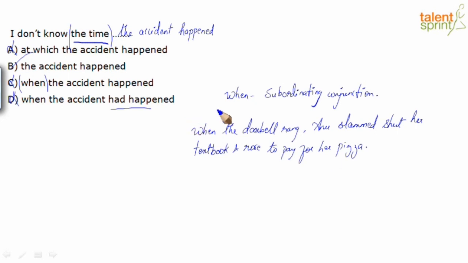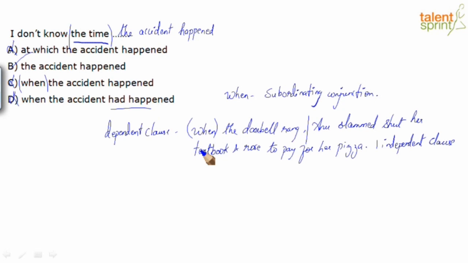So when you look at it, "when the doorbell rang" is a dependent clause. It cannot stand on its own. When the doorbell rang, what happened? "Anu slammed shut her textbook and rose to pay for her pizza" is an independent clause. It can stand on its own. So the function of "when" here is connecting both the dependent and independent clause. That's how this conjunction works here. So in our context again, there is no need for "when."